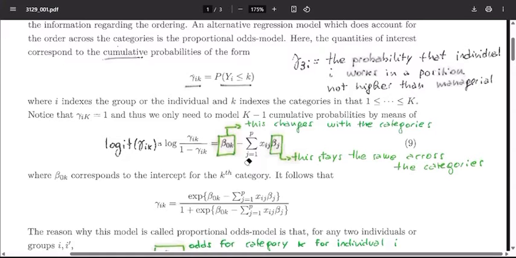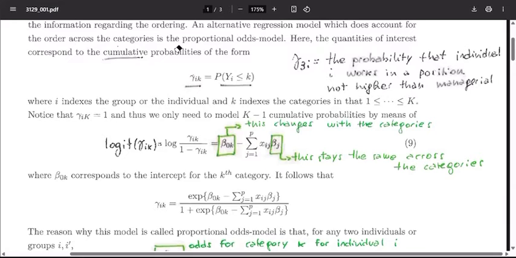Okay, now take a look at this. Logit gamma ik equals the log of gamma ik divided by 1 minus gamma ik. If this represents gamma ik that is less than or equal to, can somebody tell me what is 1 minus that? Mathematically speaking, what is 1 minus that? Because that's what you're saying here. What would 1 minus that be the probability of? Extra credit.